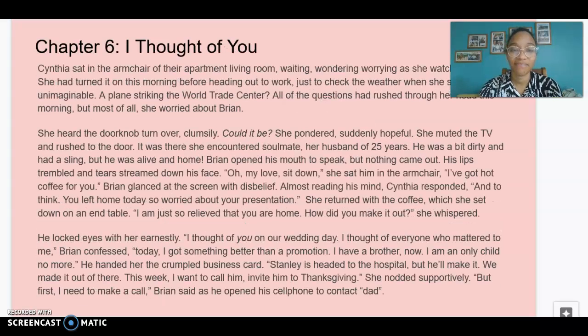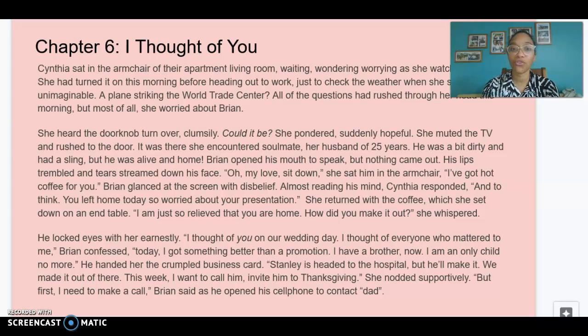Chapter 6. I Thought of You. Cynthia sat in the armchair of their apartment living room, waiting, wondering, and worrying as she watched the news. She had turned it on this morning before heading to work, just to check the weather, when she saw the unimaginable. A plane striking the World Trade Center? All of the questions had rushed through her head this morning, but most of all she worried about Brian.